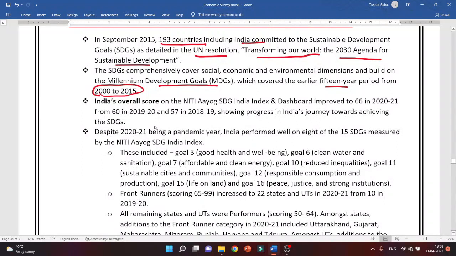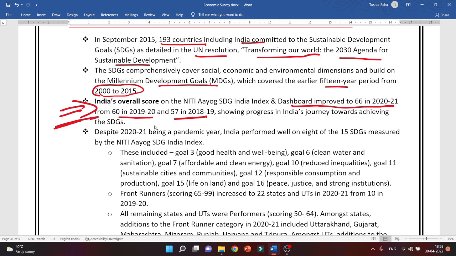So now in India, what is happening is that Niti Aayog is developing an index. As per the Niti Aayog SDG India Index and Dashboard, the score improved to 66 in 2020-21 from 60 in 2019-20 and 57 in 2018-19. Very, very important and crucial data, right, which you can't miss.